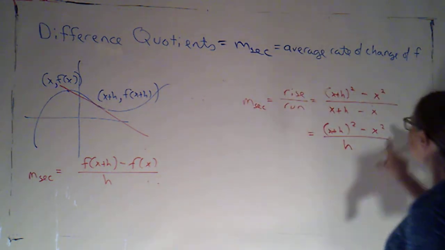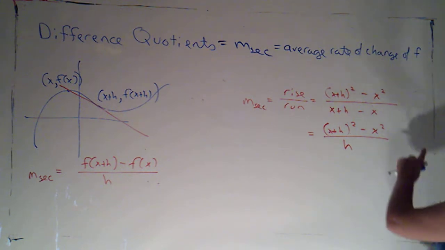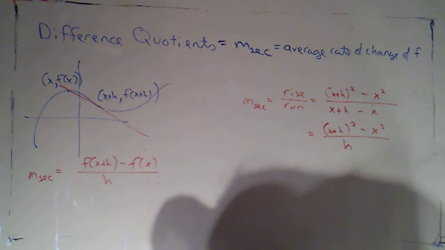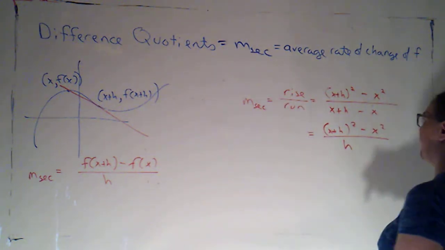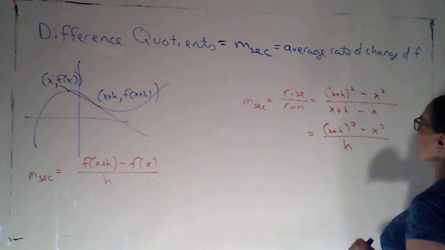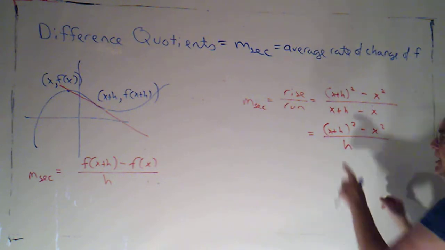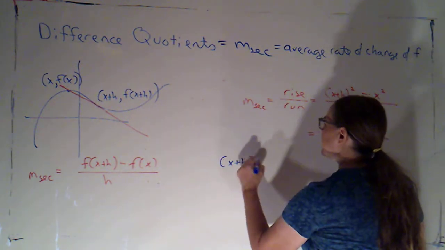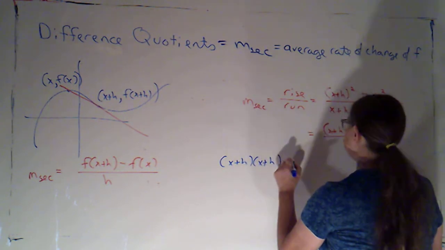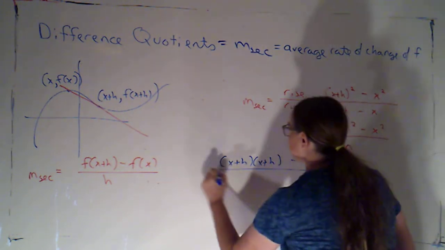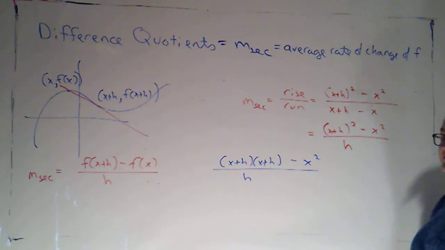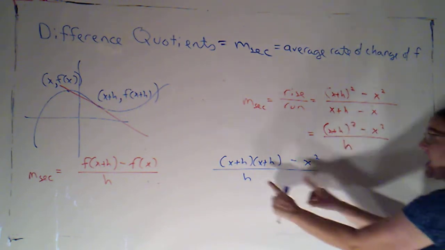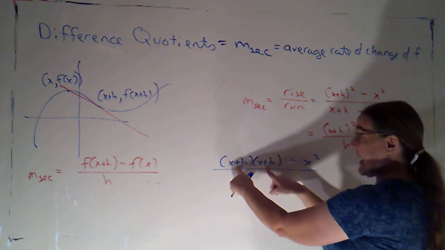All right, let's see if we can now simplify this. So this is the difference quotient, but you'll usually be asked to simplify it. If I wanted to work this out, I need to remember that for x plus h squared, that means x plus h times x plus h, and then minus x squared all over h. So that exponent does not distribute over addition. I'm going to need to FOIL this out.